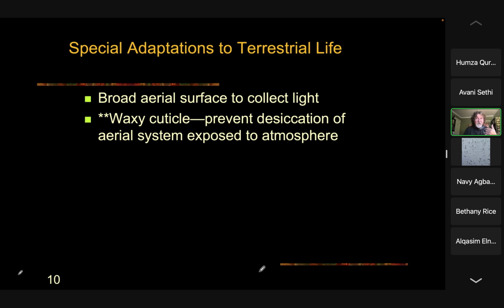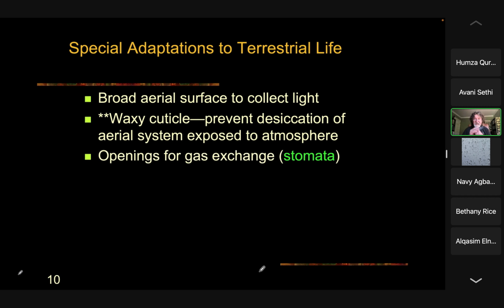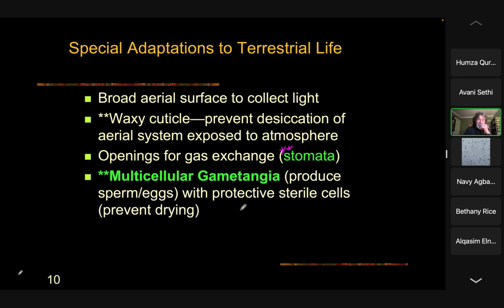Now, we also have to have gas exchange, and so that's a little bit of a problem too. And so what the leaves or leaf-like structures have evolved is special cells called guard cells that form an opening called stomata. And this is for gas exchange. We can go ahead and put that as an apomorphy. Okay, I didn't put it here, but stomata for gas exchange.